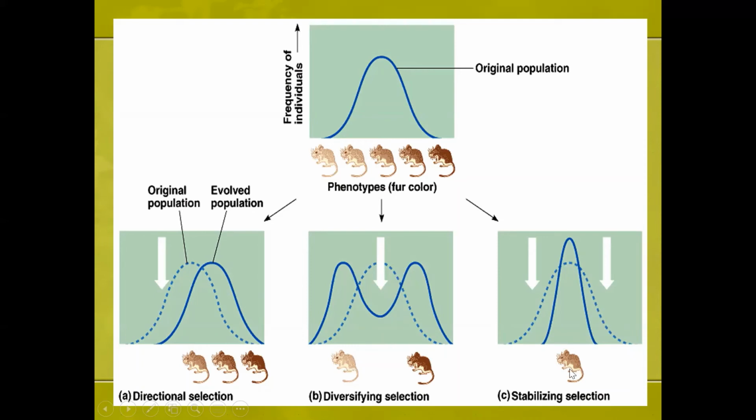And then you have stabilizing selection, and that's where the heterozygote actually ends up being selected for. So being in the extremes actually is not good. You stick out in the environment, you don't do really well, but those that are heterozygous do really well. And that's what we call stabilizing selection.